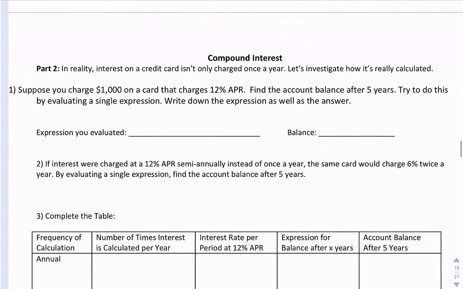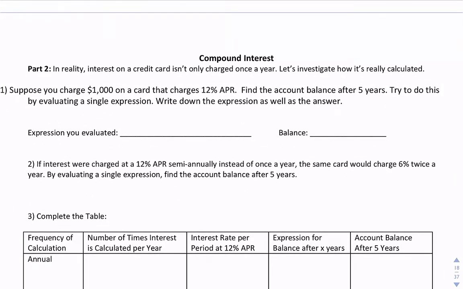All right, so that's compound interest. In reality, interest in a credit card isn't only charged once a year. Let's investigate how it's really calculated. Suppose you charge $1,000 on a card that charges 12% APR. Find the account balance after 5 years. Try to do this with a single expression.